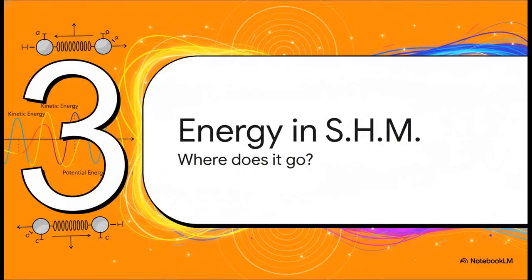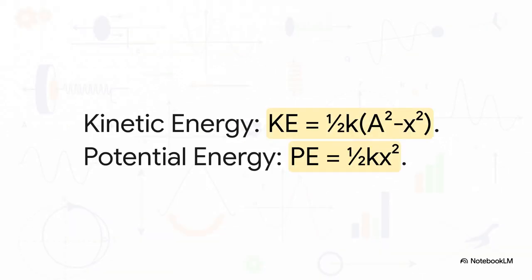Okay, so we've talked about how these things move, but what about the why? What's powering this endless back and forth? Let's talk about energy. Where is it, and where does it go? So the total energy in the system is constantly swapping between two forms.